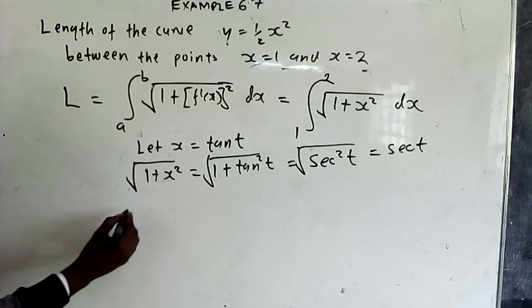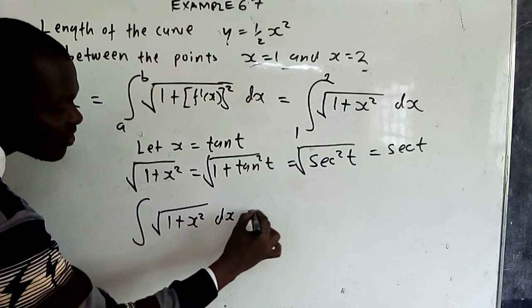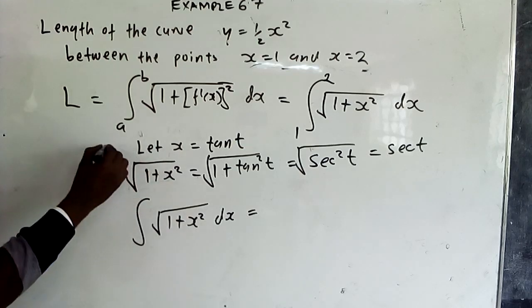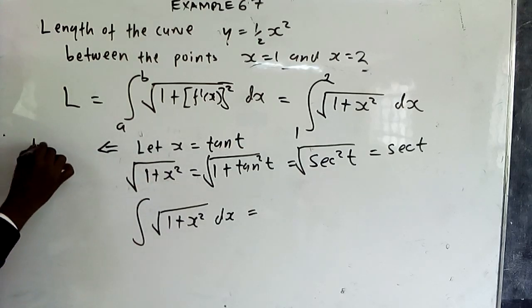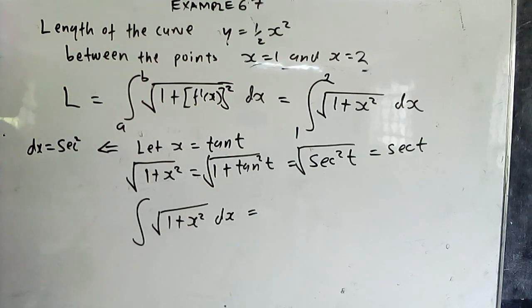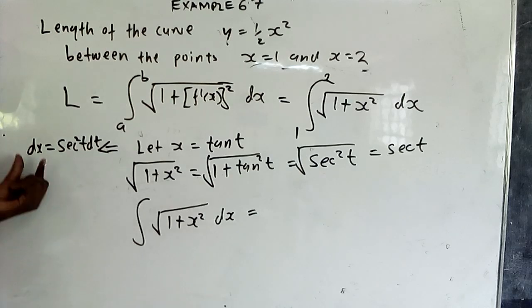So when we are integrating the square root of 1 plus x squared dx, what are we integrating? If x is equal to tan t, you differentiate x with respect to t. When you differentiate tan t, you get sec squared t. So dx over dt is sec squared t. You take dt to the other side, so dx is sec squared t dt.